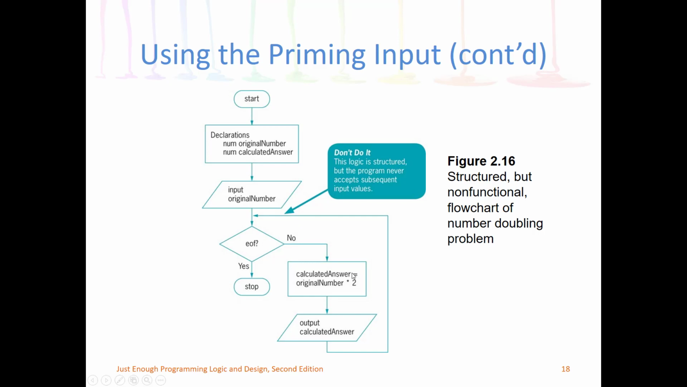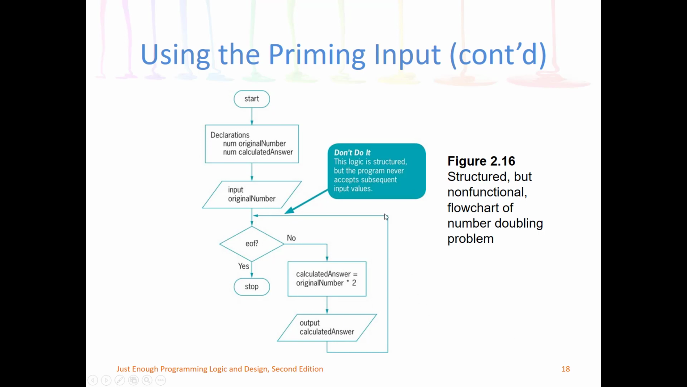Come down here, calculated answer, which is where we're going to put the doubled number, is 3 times 2 is 6. And so that's what's stored in calculated answer. Now we output the value stored in calculated answer. So what do we get? 6. Come down here. Original number is going to be 3 till the end of time. So you have an infinite loop that will never end because it's not getting the next number in the file. It only got 1. All right, that's what they mean. The logic is structured, but the outcome, it only gets 1 input, and it just keeps giving you 6, 6, 6, 6, 6, and on.